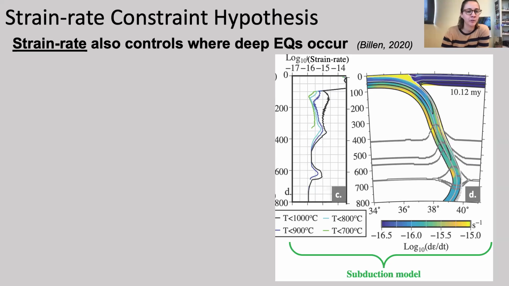I'm going to be referring to the main hypothesis from that study as the strain rate constraint hypothesis. And what this study did is it looked at 2D numerical models. What you're seeing here on the right is a snapshot of one of those subducting slabs from a numerical simulation, colored by strain rate, where the yellow is higher strain rate and the blues are lower strain rate. And then what's plotted here is the strain rate as a function of depth inside different temperature contours.